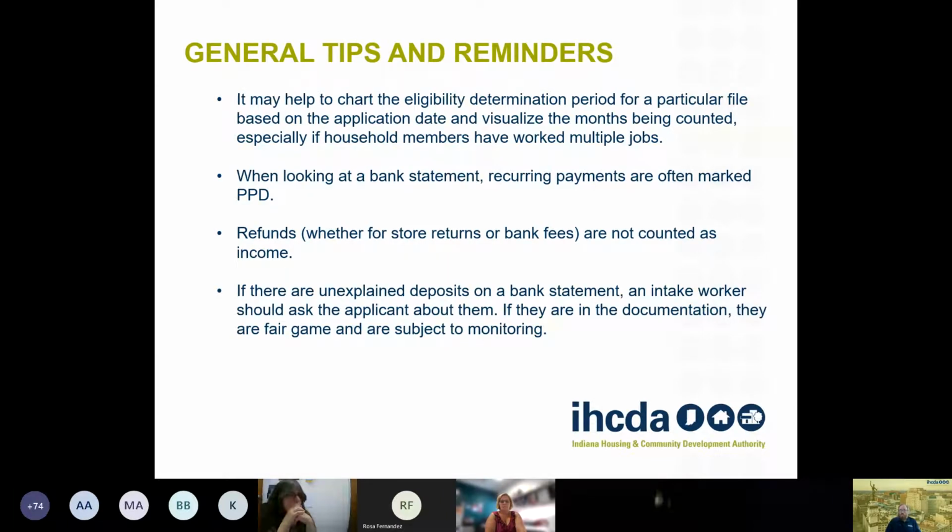All right, so general tips and reminders. It may help, especially if you have a household with mixed income sources, to chart the eligibility determination period for a particular file based on the application date in order to visualize those months that are being counted, especially when you have household members working multiple jobs, or, like I said, people on different schedules with their income. Just charting that might help to visualize.